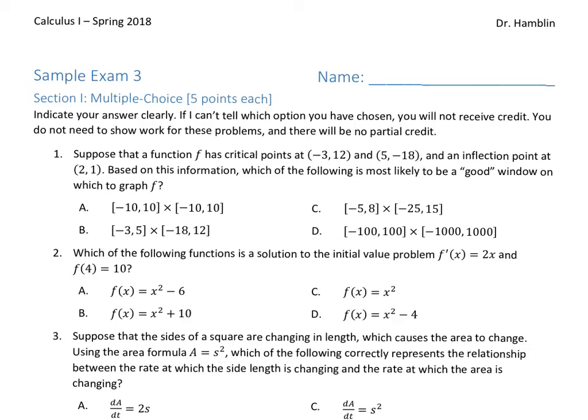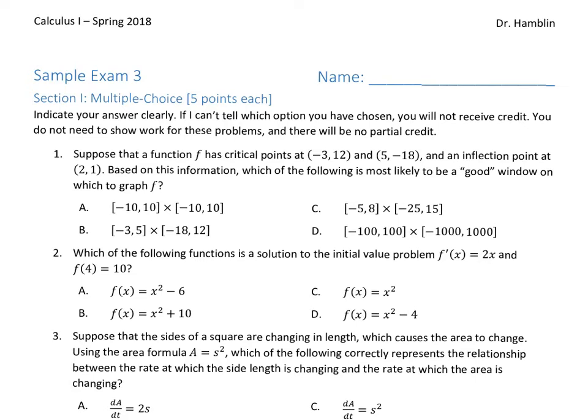This video contains the solutions to sample exam number 3. For this first question, we're given a function and we're told that there are critical points at (-3, 12), (5, -18), and an inflection point at (2, 1). Based on that information, we're trying to figure out which of these graphing windows would be a good window on which to graph the function.